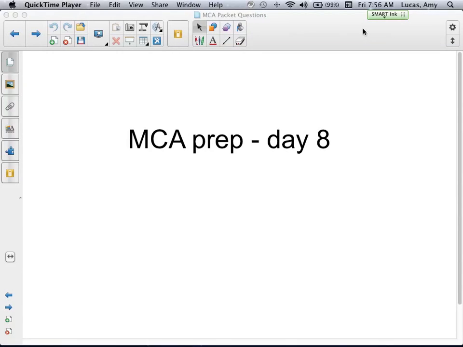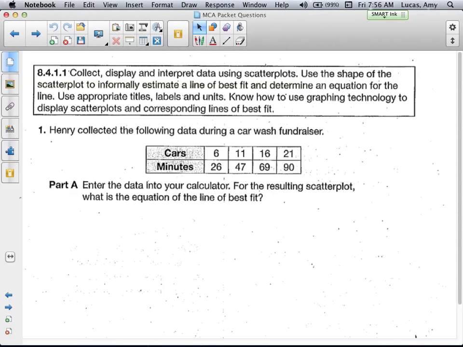MCA prep packet, day number 8. Benchmark 8411. Collect, display, and interpret data using scatter plots.